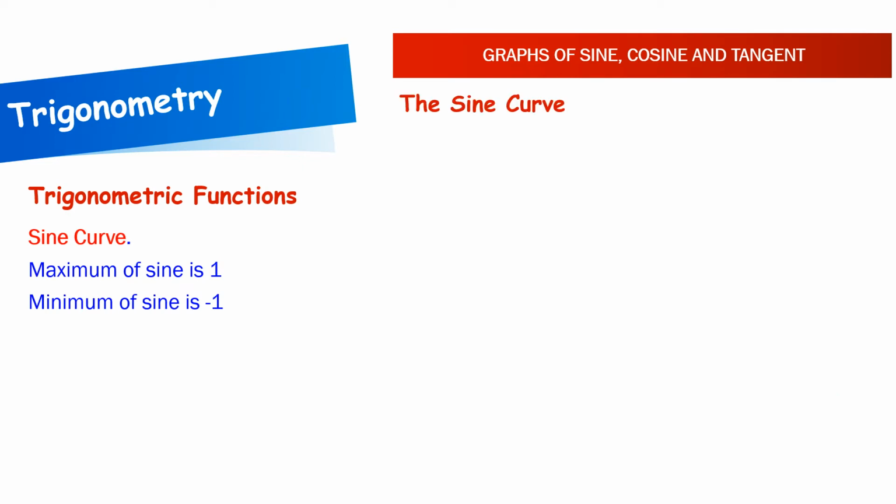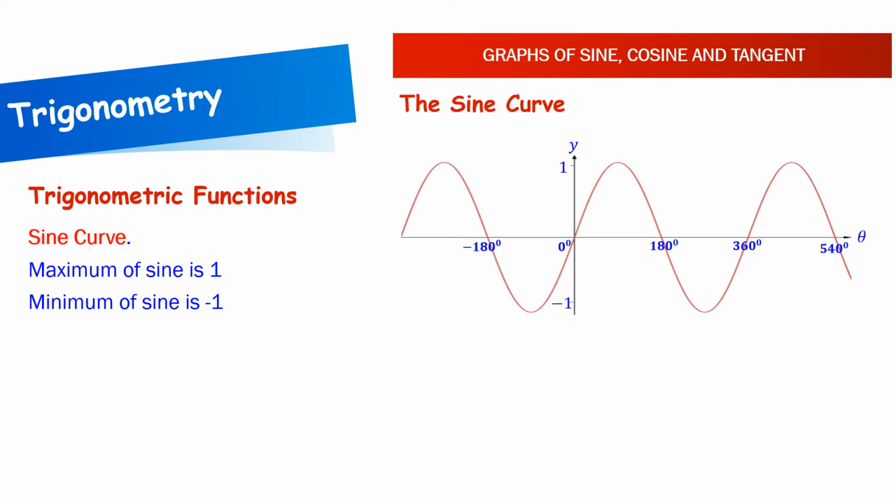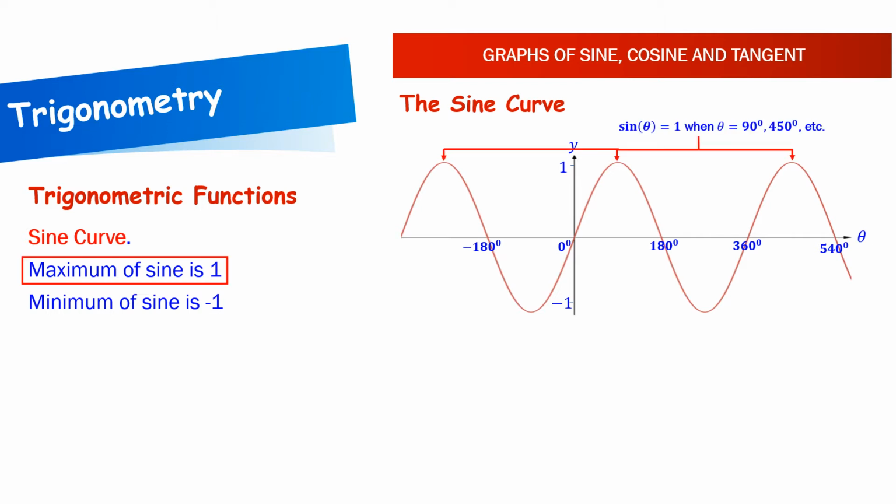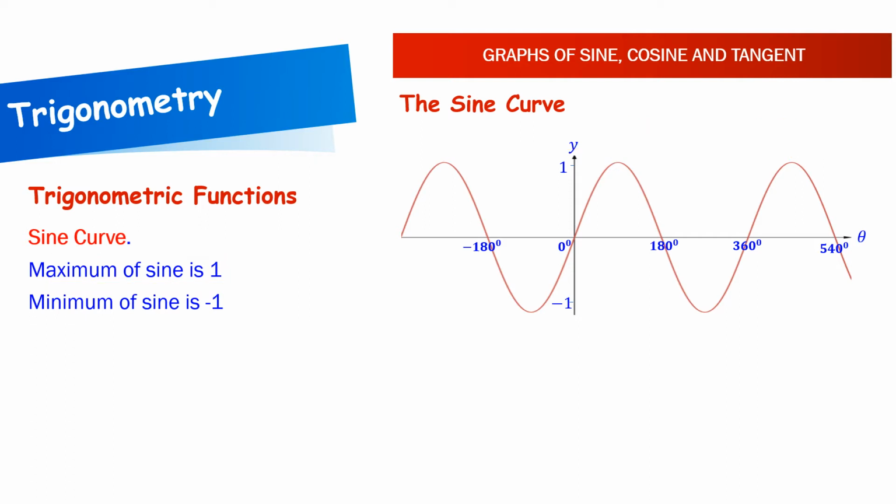We will begin with a review of the sine curve, which looks something like this. The maximum of sine occurs at 1. Sine theta equals 1 when theta equals 90 degrees, 450 degrees, and so on, every 360 degrees, in other words. And the minimum of sine is equal to -1. Sine theta equals -1 when theta equals -90 degrees, 270 degrees, and so on.